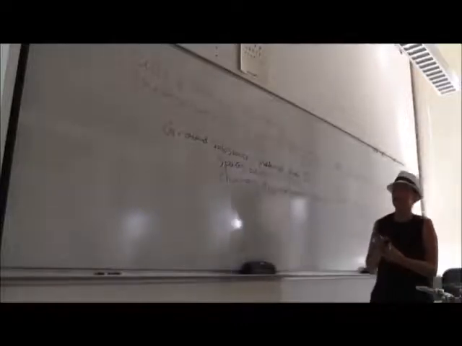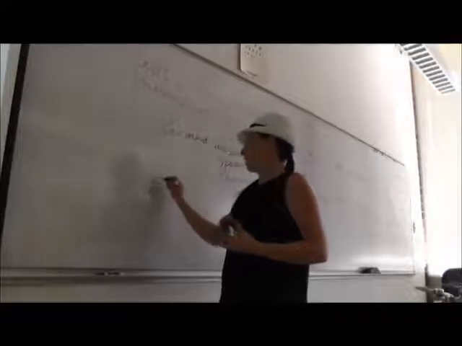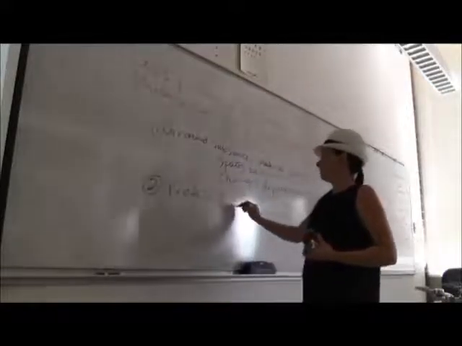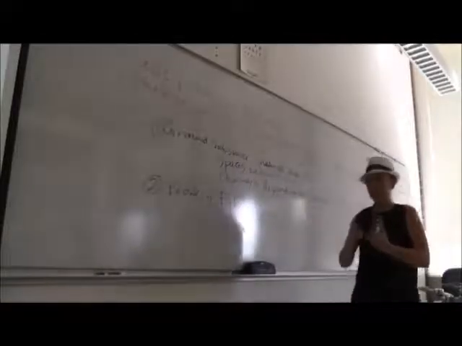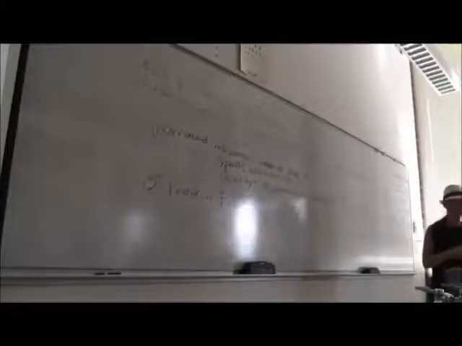The second part, so ground substance is one part of extracellular matrix. The second part of extracellular matrix is protein fibers. And there are three types of protein fibers that we find in varying proportions throughout our different connective tissues.